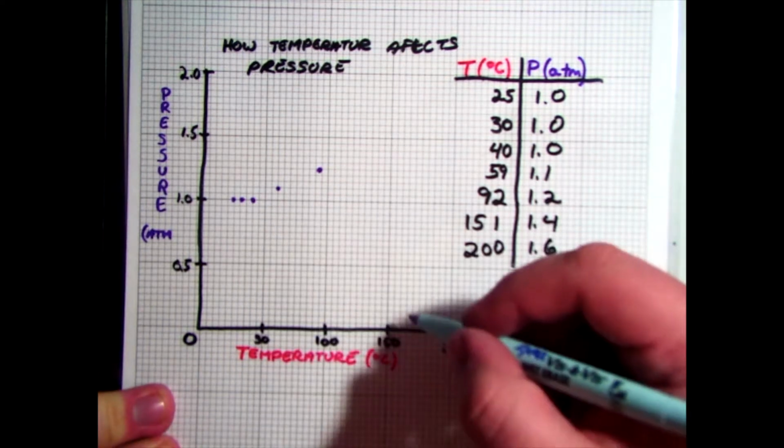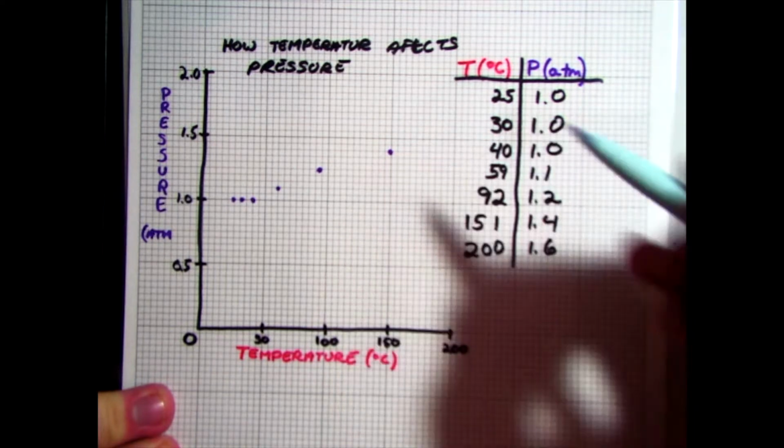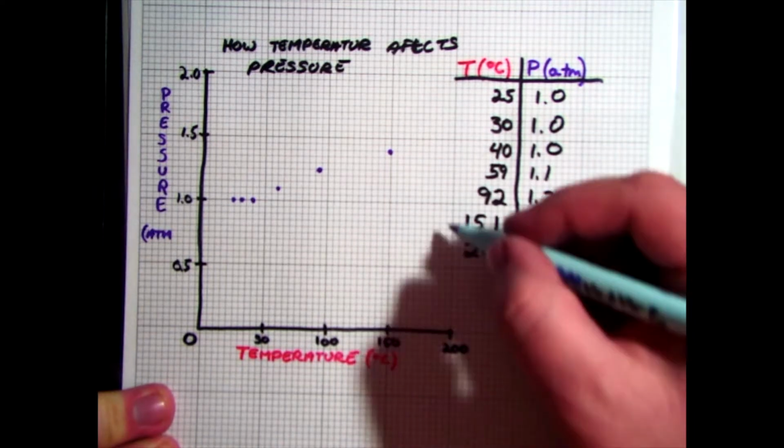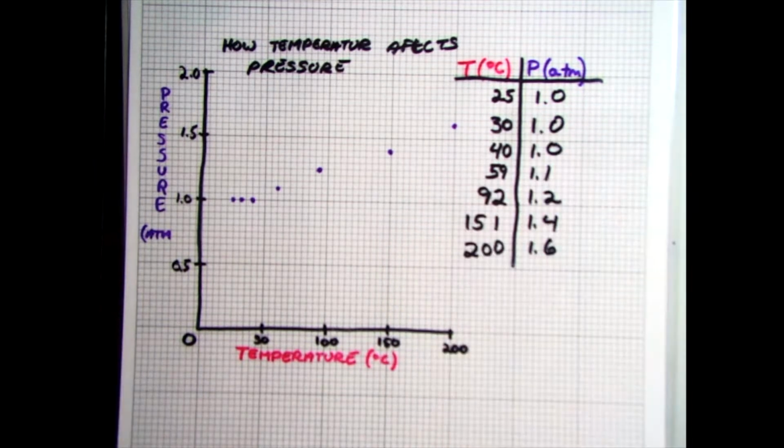And then 151 degrees, so that's a big jump along the x-axis, but we're now at 1.4, and then 200 is going to be about 1.6. Now, at this point, what I am not going to do is play connect the dots. It has been a very long time since I have been in kindergarten, so instead, what I'm going to do is find the line of best fit.